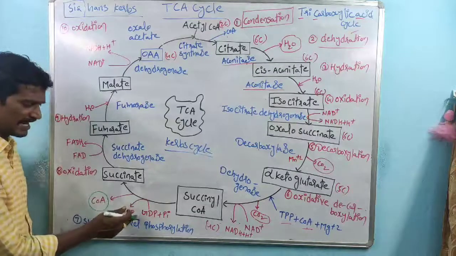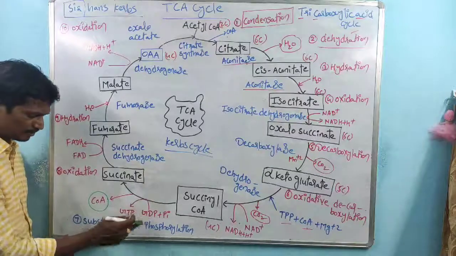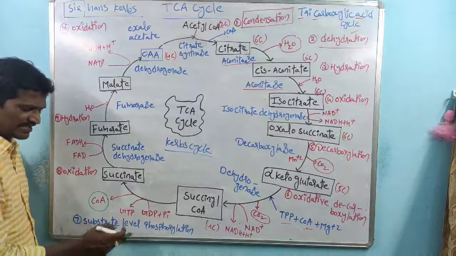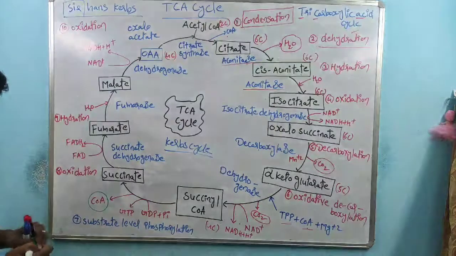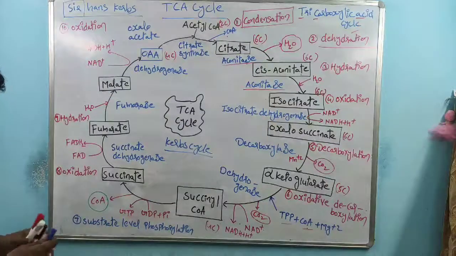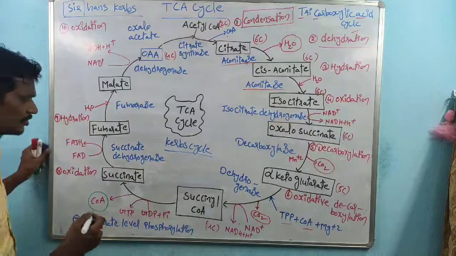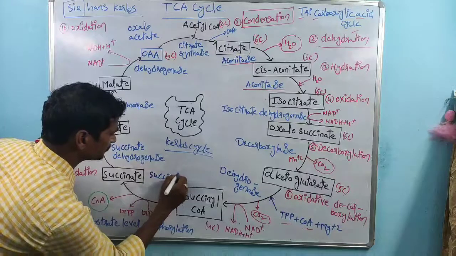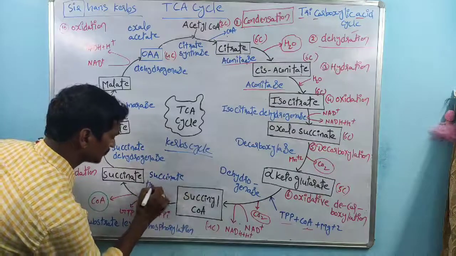Then the phosphate is added to the GDP molecule. Then GTP synthesis takes place. This reaction is called substrate level phosphorylation. Here the enzyme is succinate thiokinase.